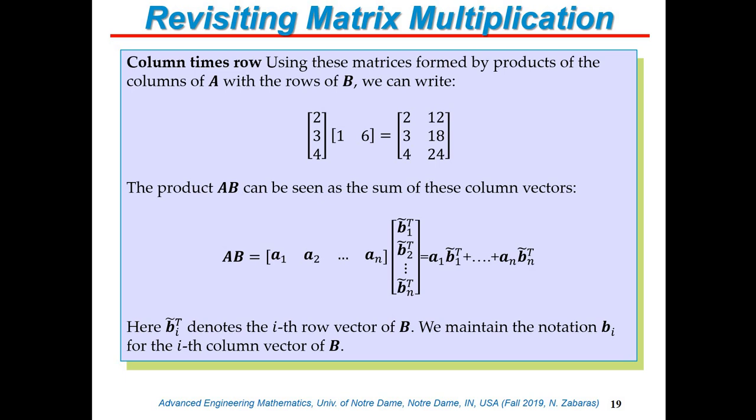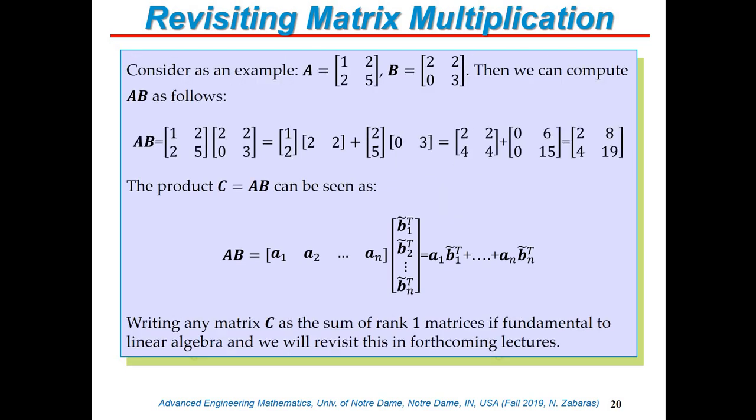Okay, and I think I have a simple example of this. If you take A and B to be these 2 by 2 matrices, you can write A and B as the first column of A times the first row of B, and the second column of A times the second row of B. And each of them is a matrix. And when you add them, hopefully with the correct algebra, you get the product A times B. Okay, so that is a nice way to look at the multiplication of A times B.